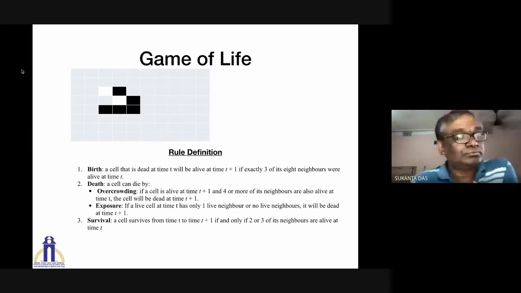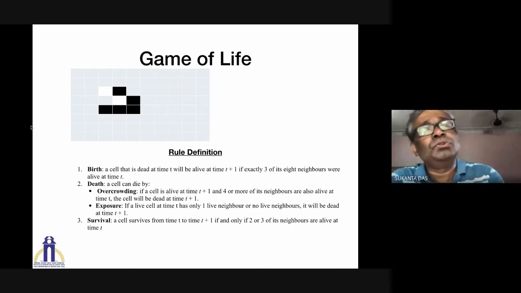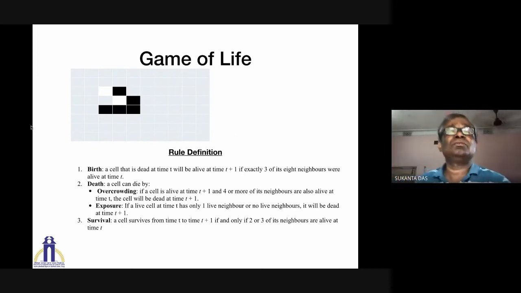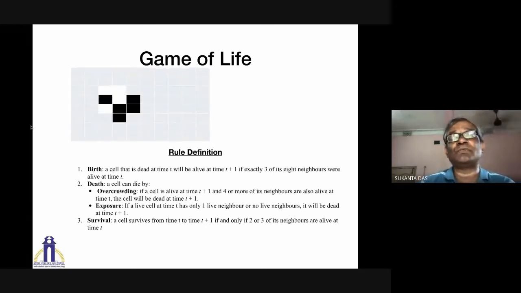Okay, so now consider these cells one by one. Apply the rule on the cells which are alive or which have some alive neighbors. Let us see what happens. There are 5 black cells, live cells. Now if I apply the rule, I can get this next one.